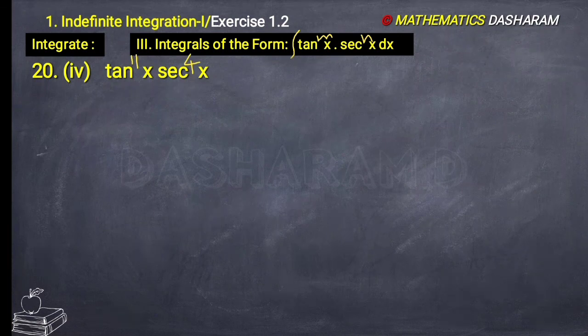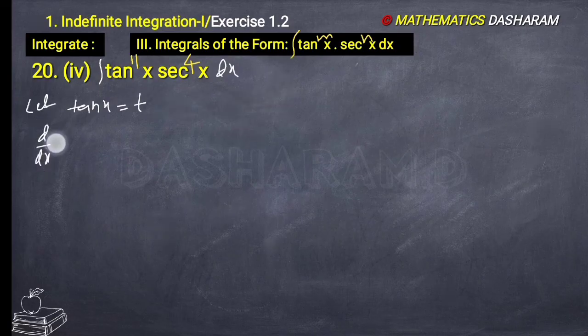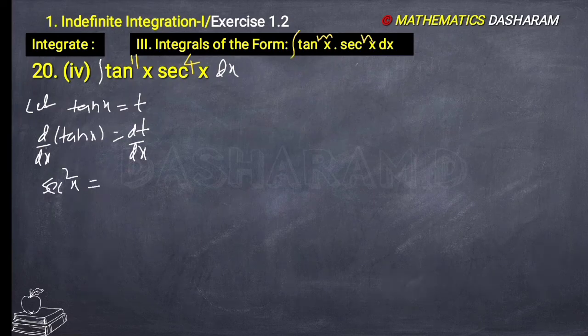Fourth question, tan to the power of 11x into sec to the power of 4x. So apply the integration with respect to x. Here I am selecting tan x equals t. Then take the derivative on both sides with respect to x, so it is equal to dt by dx. The derivative of tan x is secant square x, and dx transposed to the left side, so it is equal to dt.